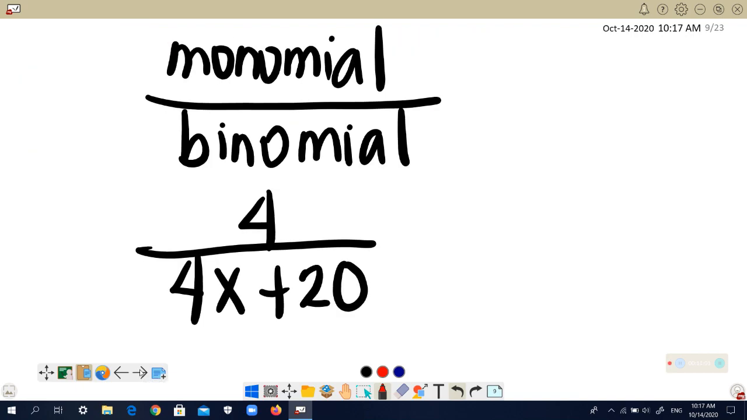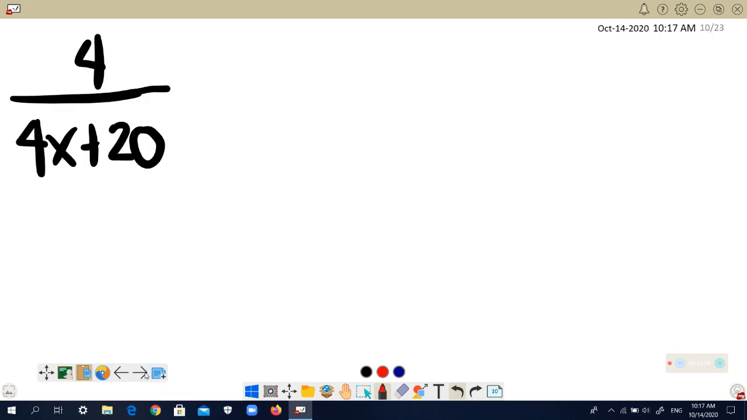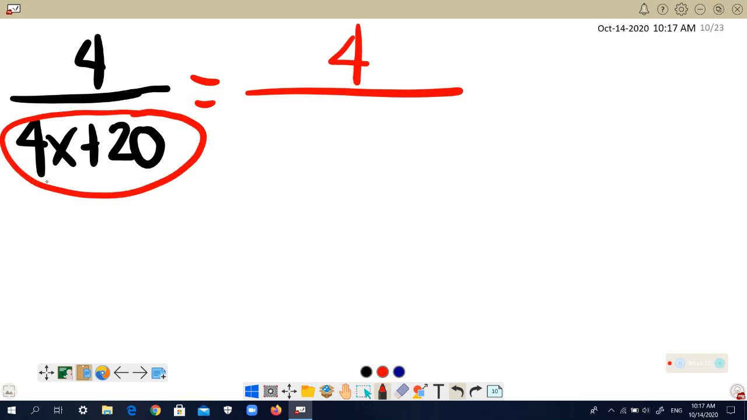Okay? So how about if you are given a monomial on the numerator and a binomial on the denominator? So let me have 4 over 4x plus 20. Okay? So in this case, just copy first the numerator and then factor out the denominator. So we have the common factor between 4x and 20. You're right. The common factor here is 4. So applying the first type of factoring technique that we have, using the GCF or GCMF, 4x divided by 4 is x, then 20 divided by 4 is positive 5.